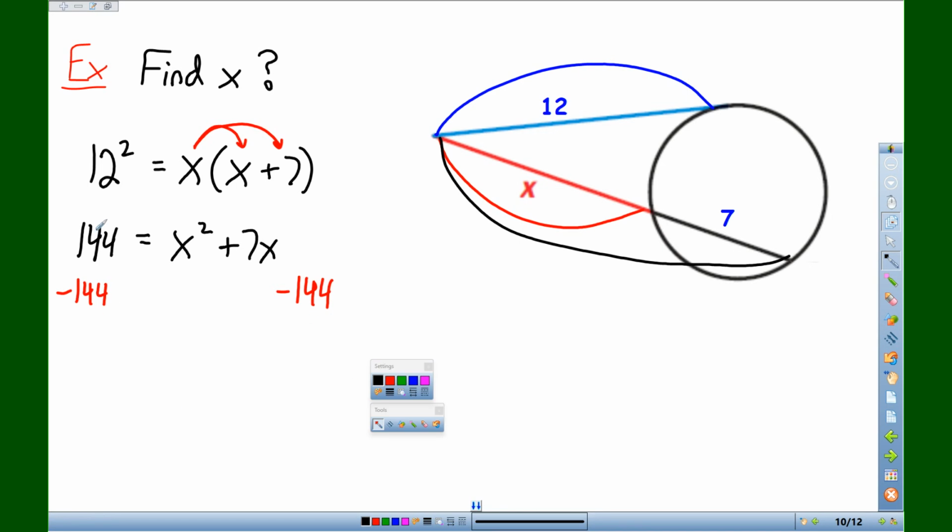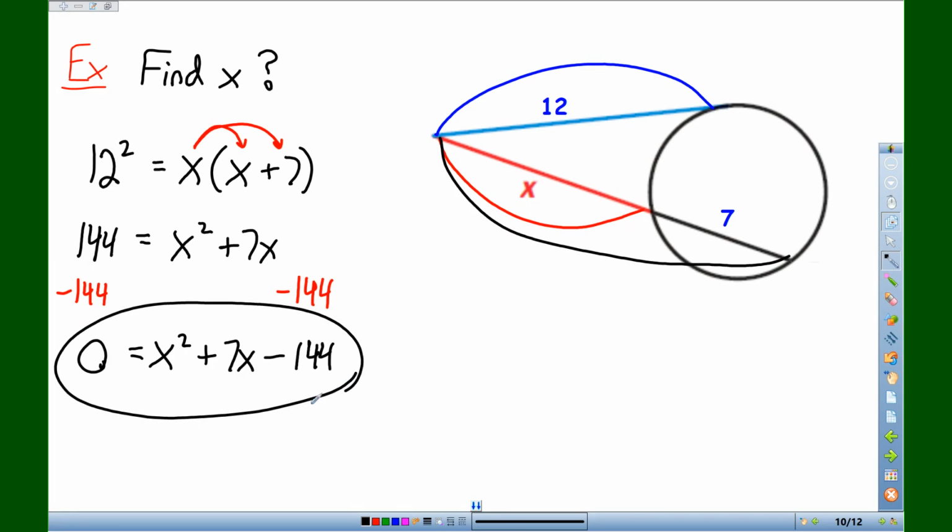Okay, so what happens? These are gone, which leaves me with a 0, right? I need to have something on that left side. On the right side, I'm just going to write these terms in order. x squared plus 7x minus 144. Okay, you guys have probably seen this before in algebra. This is a quadratic equation in standard form. Okay, and what we can do to solve a quadratic equation is we can factor it, and then we're able to solve it from there.